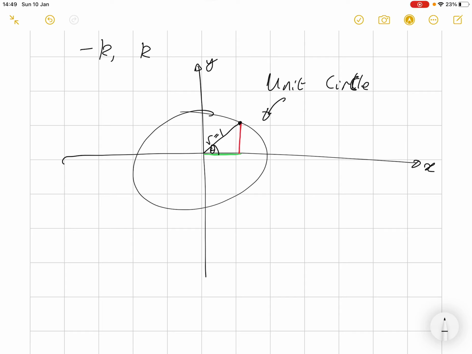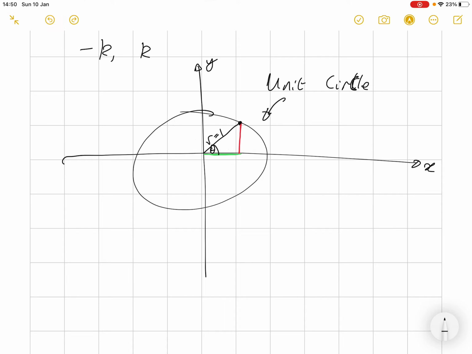So the question is, how does the length of the red line and the length of the green line change as that theta changes, as we extend this black line? Don't worry, I'm going to get rid of those. How does the green line and the red line change?